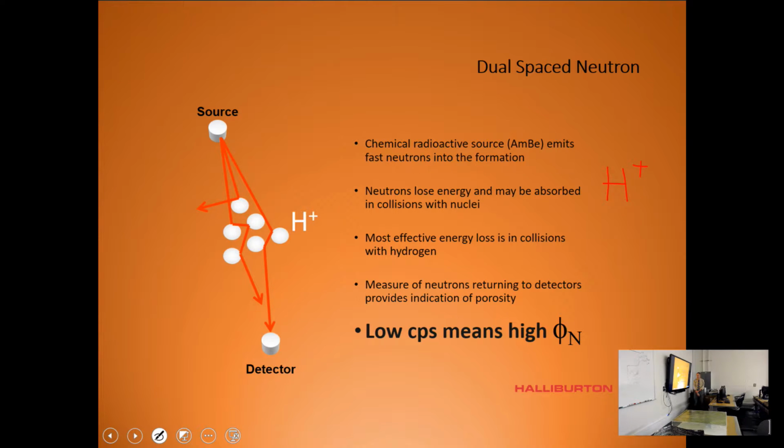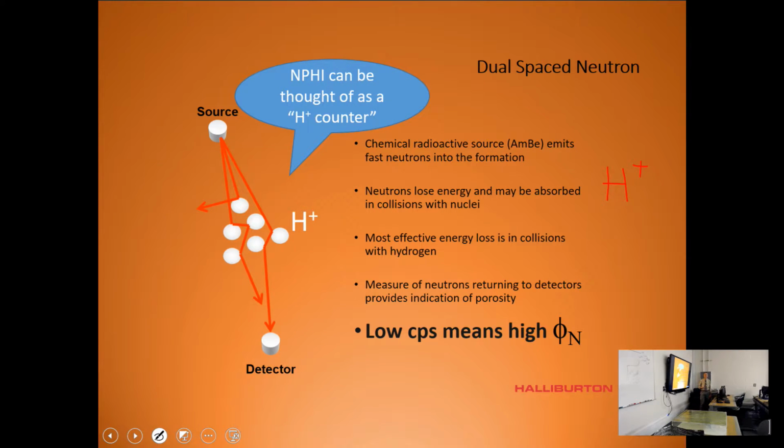Okay, so lower counts per second. If you don't have much returning, that means you have a lot of porosity. Okay, why? Because it's a lot of scattering going on. Scattering means it doesn't get back to the detector, it scatters away. Here's the detector, here's the source. So you have lots of these things, and you have lower counts because it's scattered away. Okay. So hopefully that makes sense.